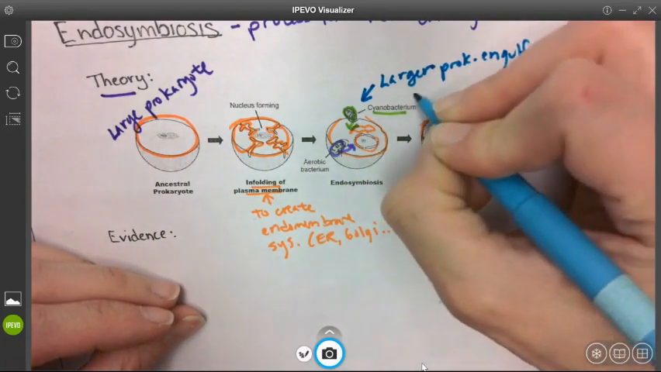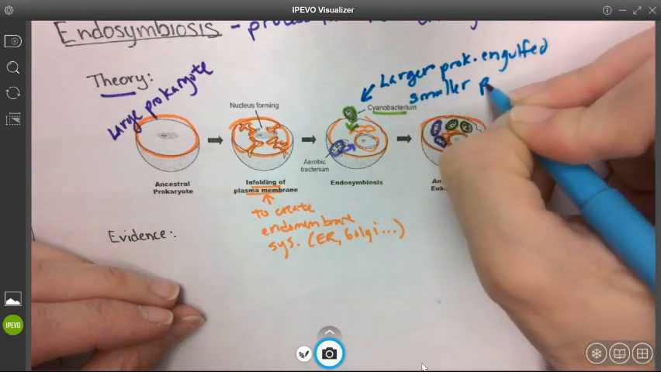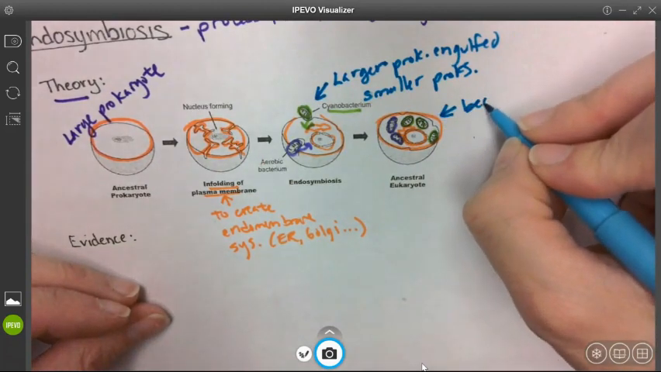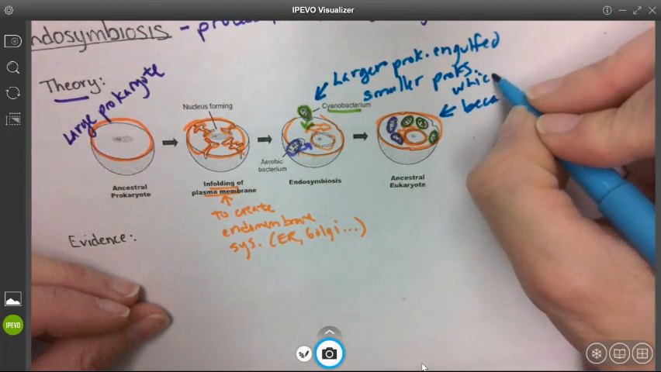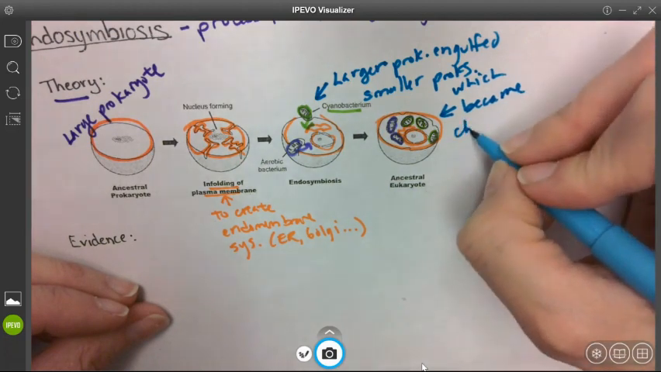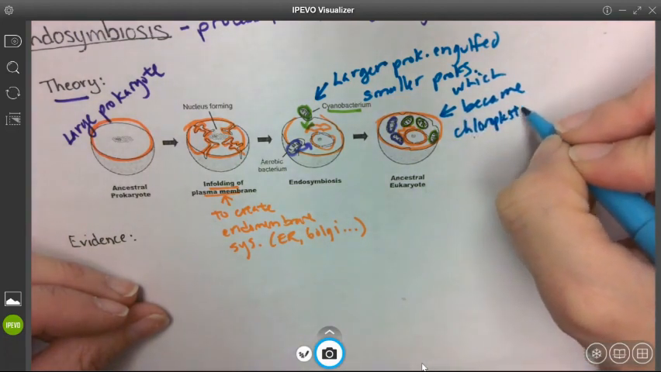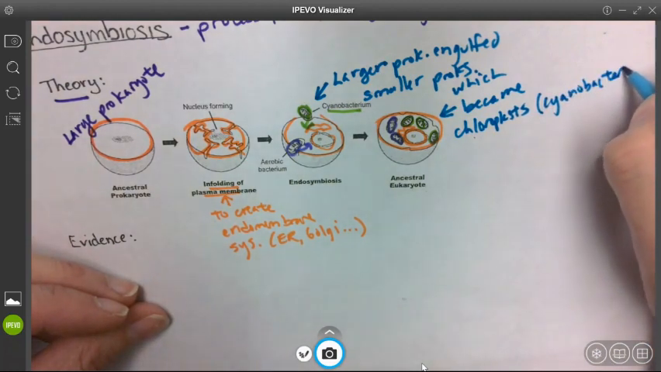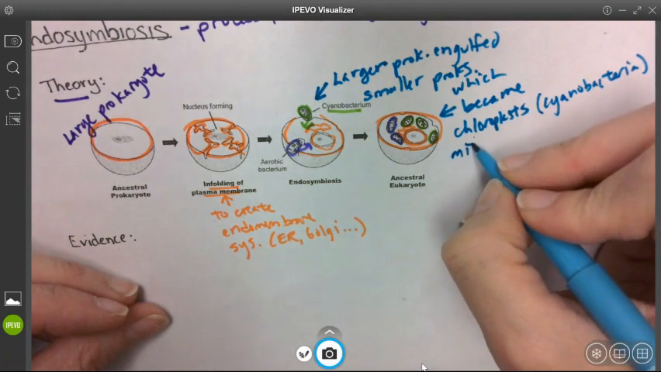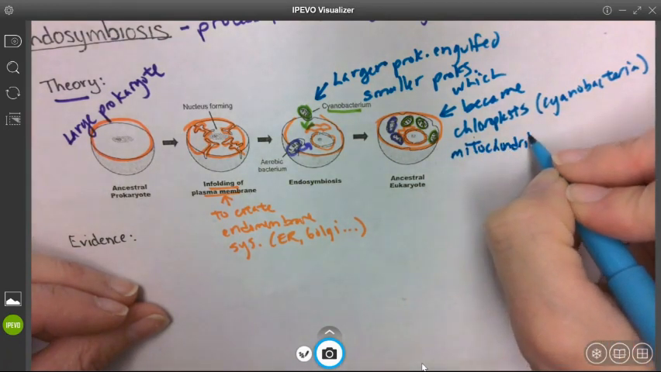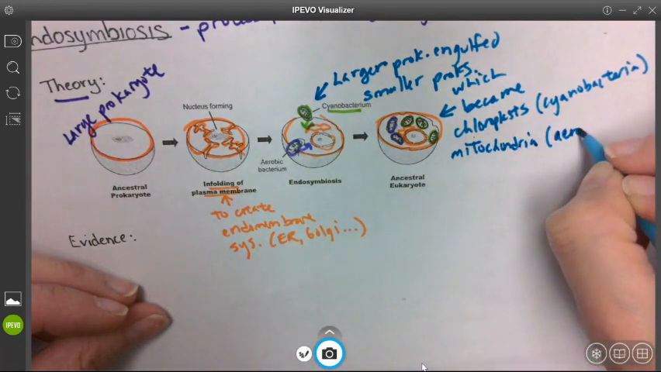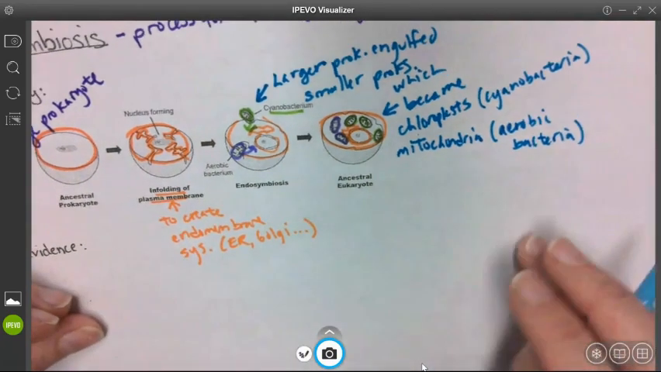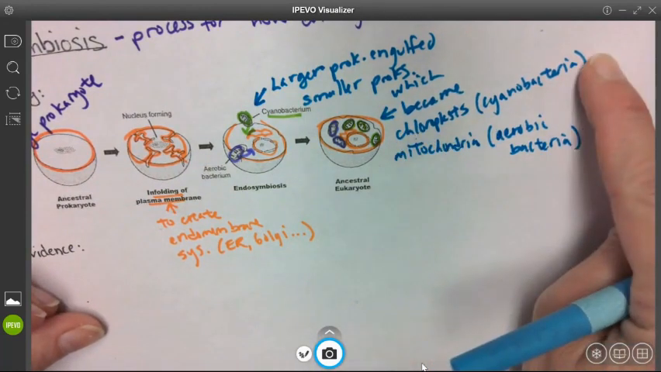So this larger prokaryote here engulfed the smaller prokaryotes, right? And then they became the chloroplasts from the cyanobacteria and the mitochondria from the aerobic bacteria. Right, and the cyanobacteria that became the chloroplasts are going to do photosynthesis.